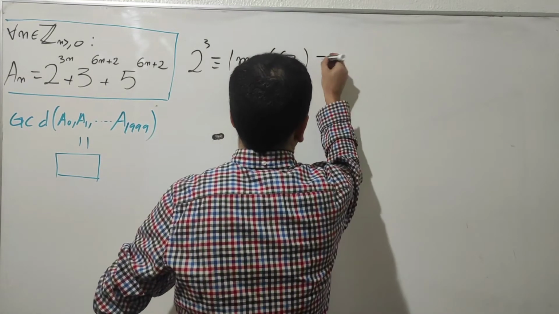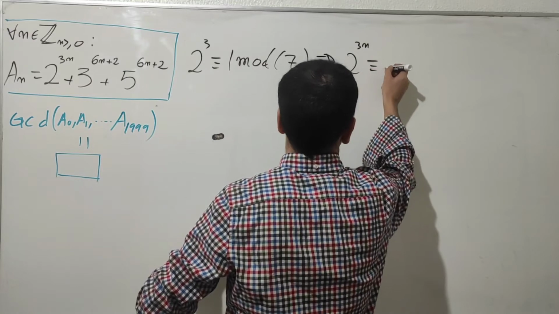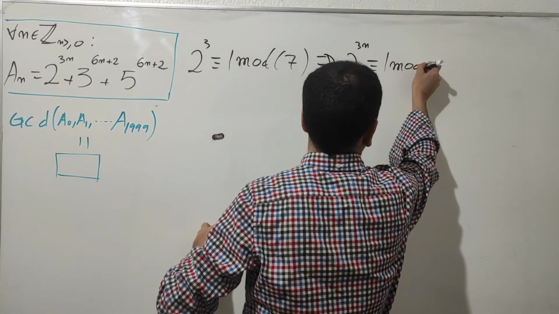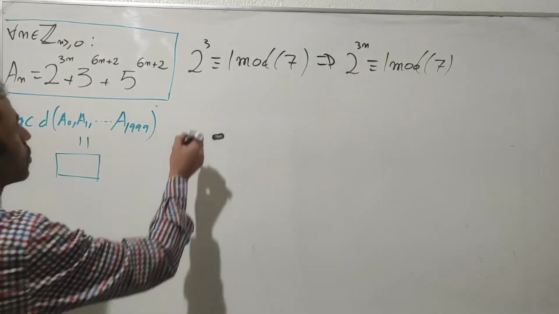So it's more simple. This one is going to give us 2 to the 3n is congruent to 1 mod 7. Okay, let's check the second one.